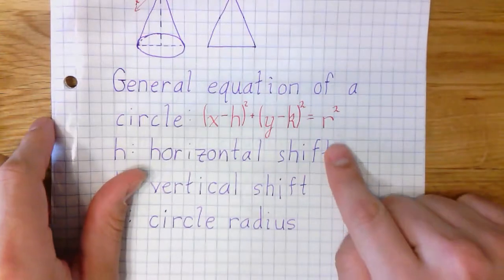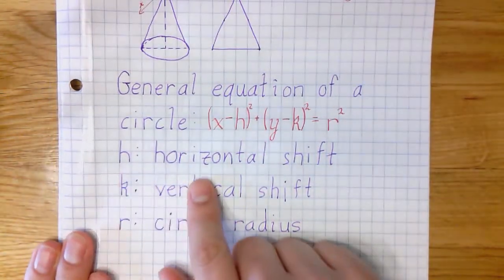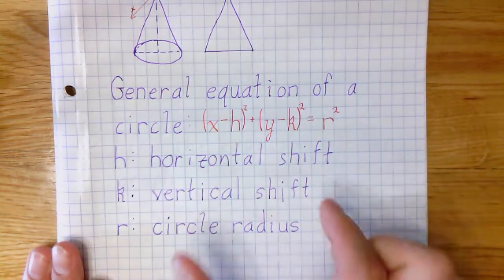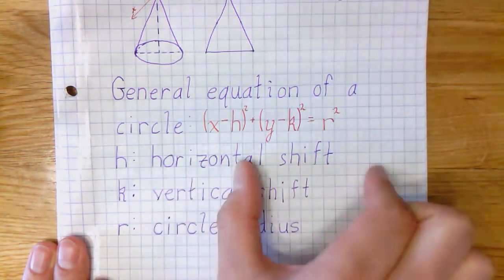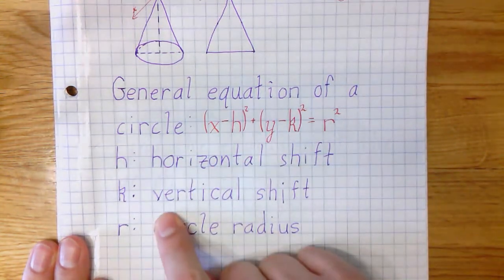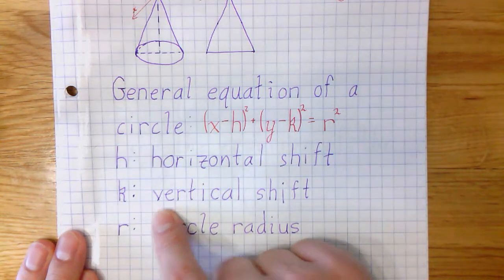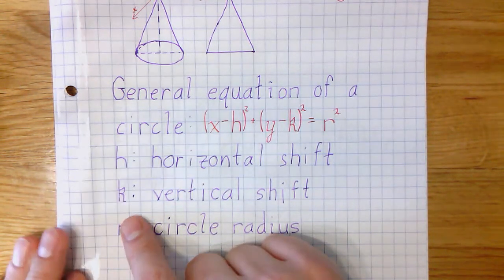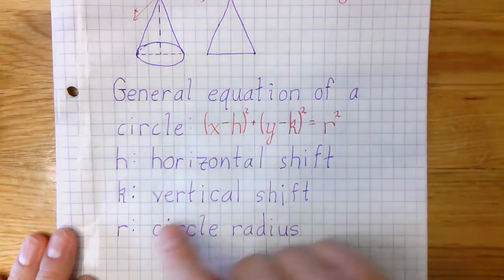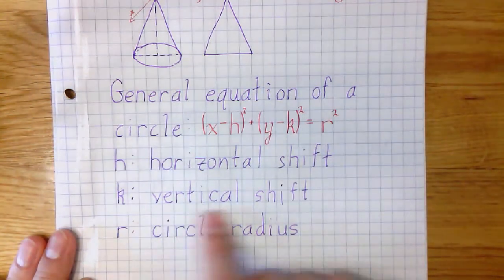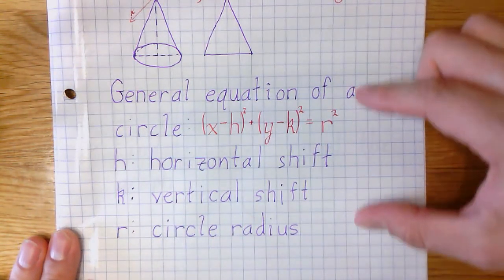Equals r squared. h is going to be the horizontal shift of our circle. So we're going to take our circle and slide it left and right. And then k is the vertical shift, that's going to take our circle and move it up and down.